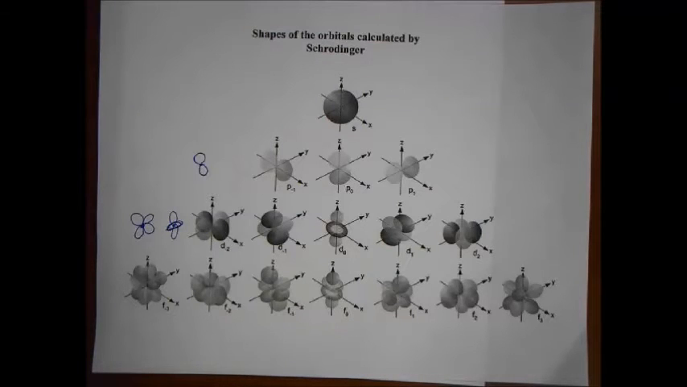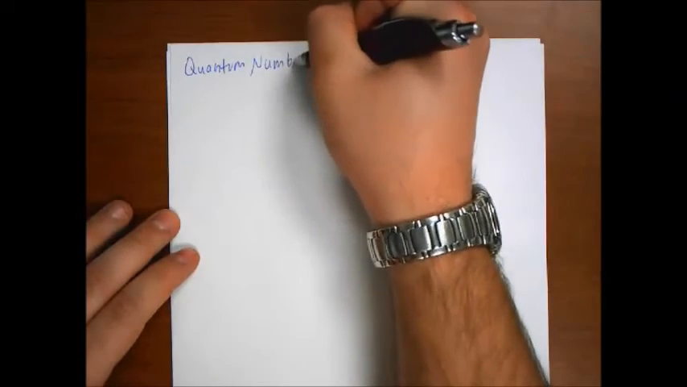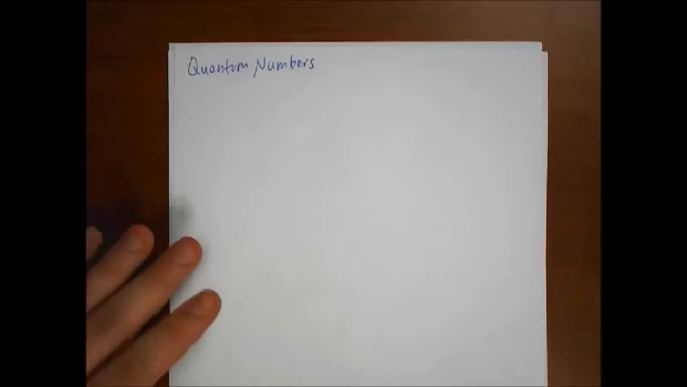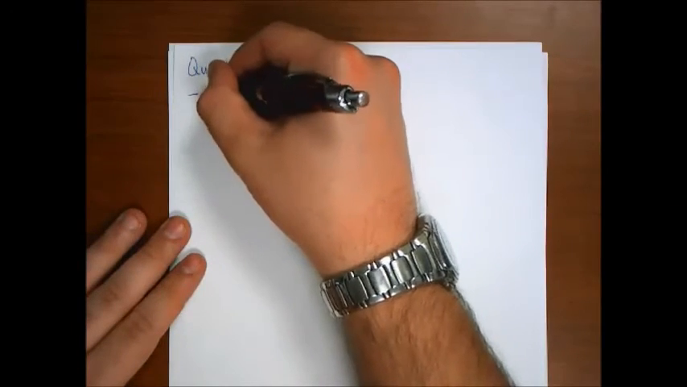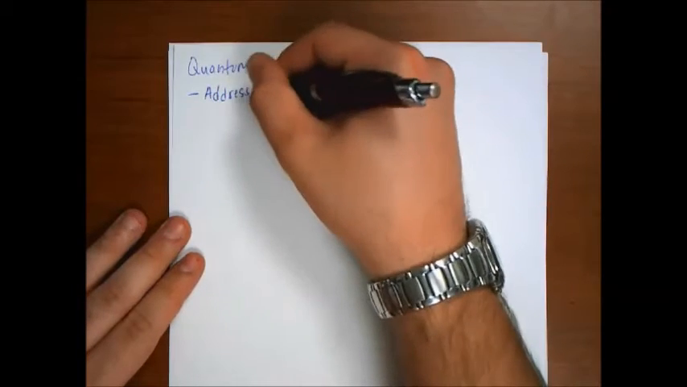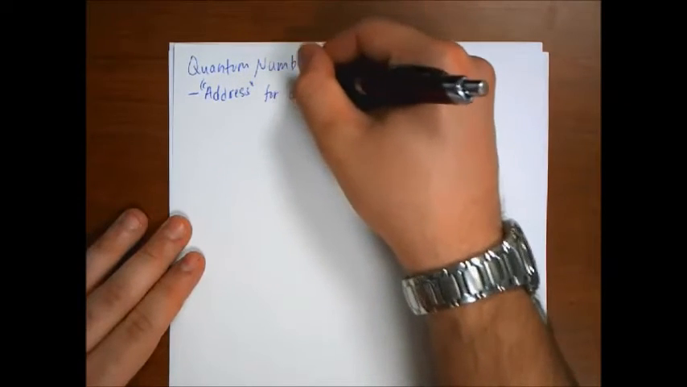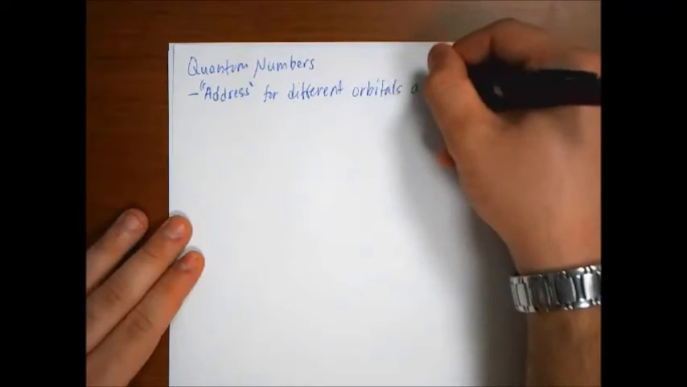Now what we're going to do next is talk about quantum numbers. The way to think about quantum numbers is like an address for an electron. We're going to assign each electron a set of numbers that allow you to determine its exact energy and position in terms of what orbital it's in in the atom. So the quantum numbers are really an address, quote unquote, for different orbitals and for the electrons that are in them.